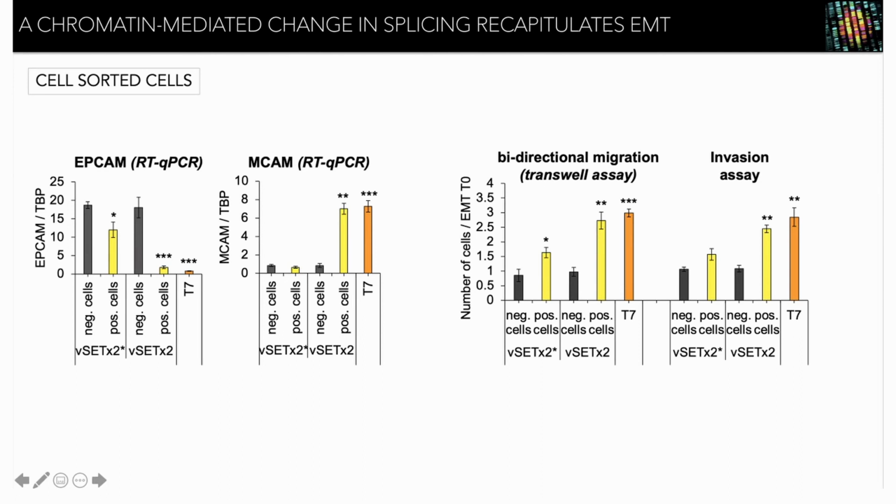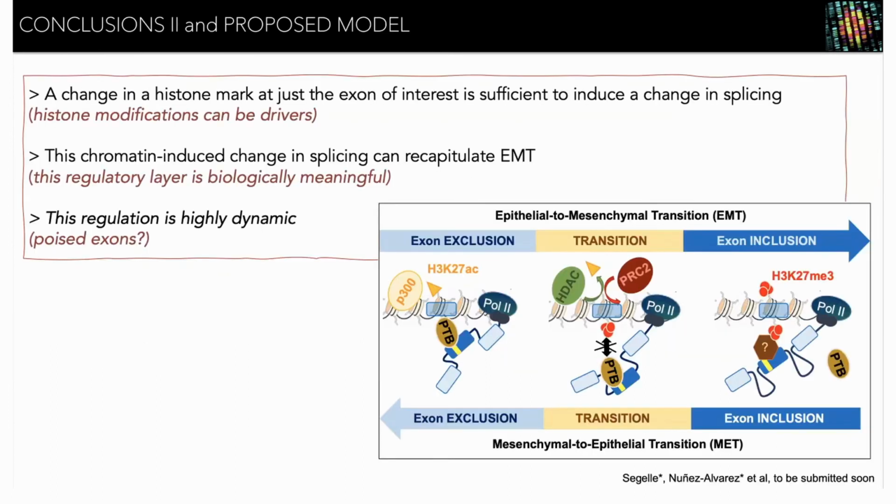And we could also have the same gain in phenotype, both in the bidirectional migration and invasion assays, suggesting that by inducing those localized changes in chromatin, we could change the splicing to an extent that would be sufficient to recapitulate the EMT. And so, as a second conclusion and proposed final model, we're showing that a change in histone marks just at the exon of interest is sufficient and necessary to induce a change in splicing. Those changes in splicing can recapitulate EMT.